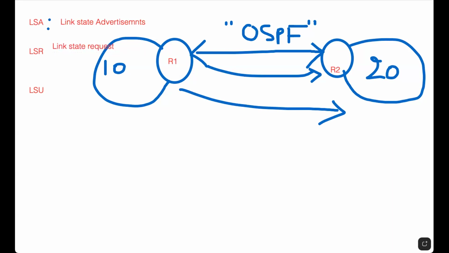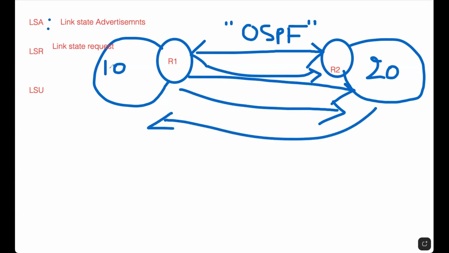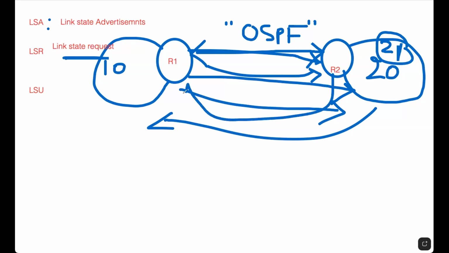So R1 will ask R2, hey, I got 20 networks from you. Do you have anything else that I need to update on my database? R2 will say no. So that is the link state request that R1 is asking R2. Let's say R2's 20 networks increased to 21. Let's say someone added a new network beside R2. Now R2 has an update to send back to R1 that one more new network was added, and that is done with the link state update.